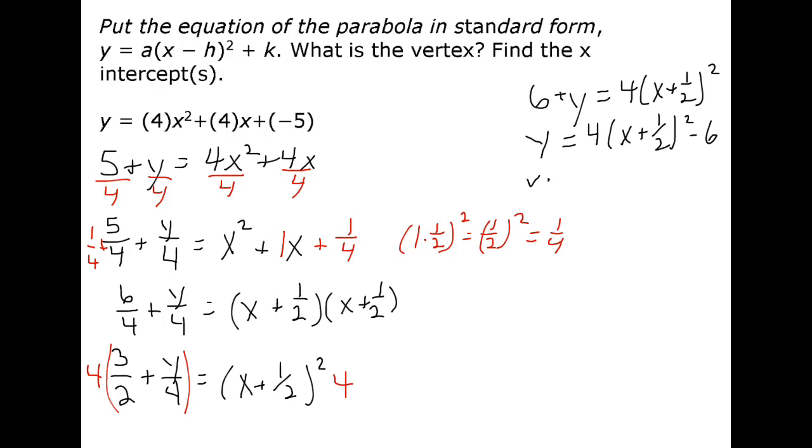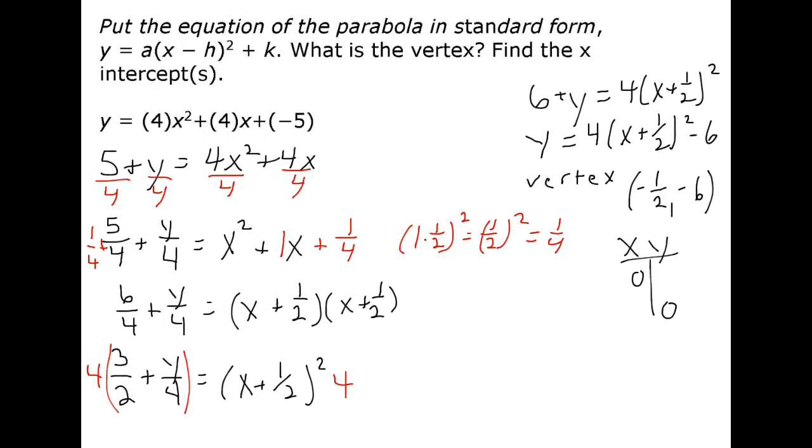And that means the vertex is at -1/2, -6, because this is a parabola that's been shifted left 1/2. That's why we have x plus 1/2, because it's shifted left 1/2, and down 6. So the vertex is at -1/2, -6, and now we need to find the x and y intercepts.